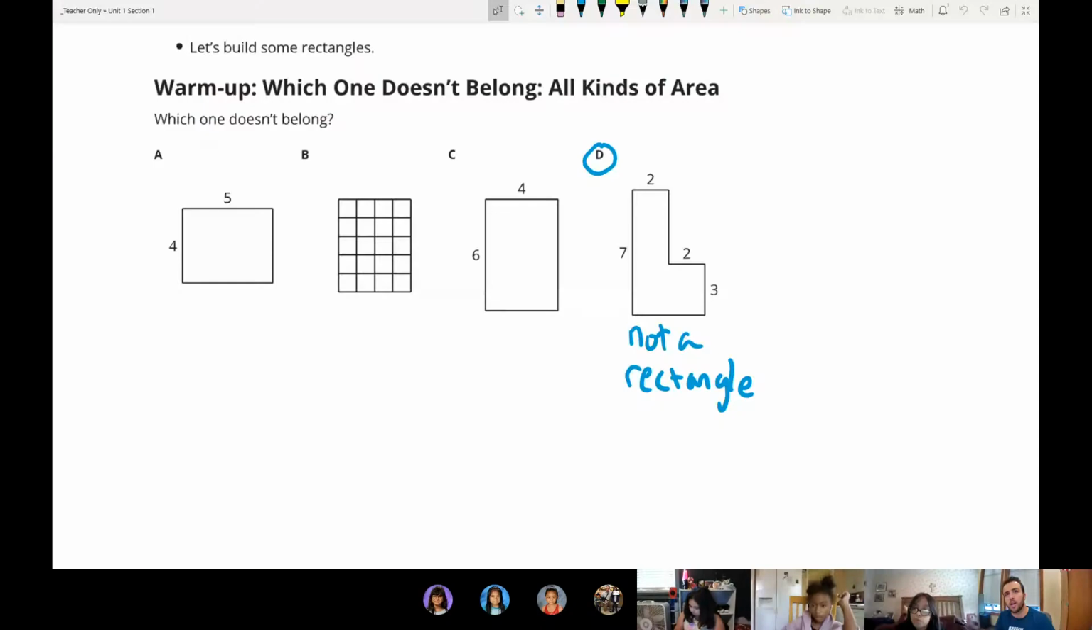All right, for those of you who are watching online after the fact, we're just going through the warm-up right now. Camila shared that D doesn't stand out because it's not a rectangle. And now we're heading on to Eileen. Eileen, do you have one of these that stands out? It could be for any reason. Number B? All right, so you think letter B. Why B?